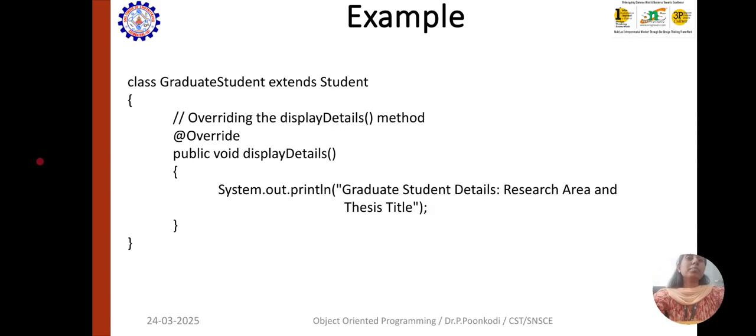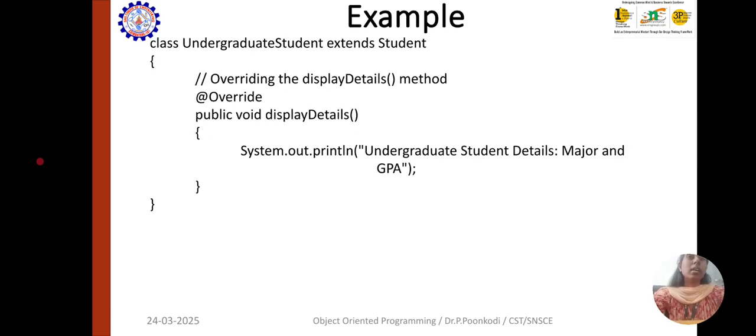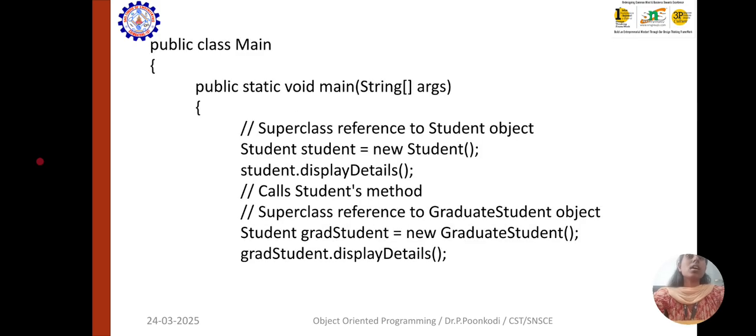In the main class, objects are created using the parent class reference, but they point to child class objects. Here the outputs are given. The key points of runtime polymorphism: though the reference is of type Student, Java uses the actual object type to decide which method to call. This is called runtime polymorphism or dynamic method dispatch.